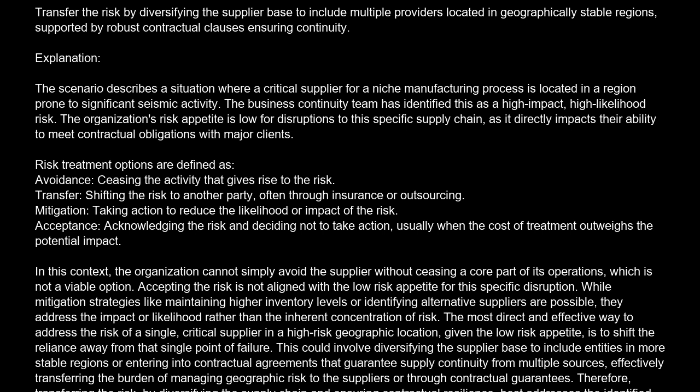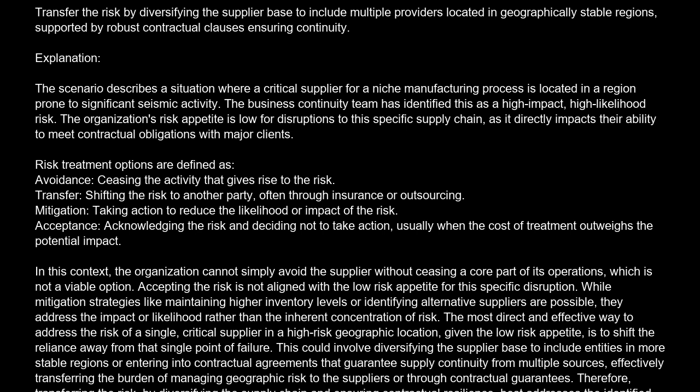The organization's risk appetite is low for disruptions to this specific supply chain, as it directly impacts their ability to meet contractual obligations with major clients. Risk treatment options are defined as avoidance, ceasing the activity that gives rise to the risk; transfer, shifting the risk to another party, often through insurance or outsourcing; mitigation, taking action to reduce the likelihood or impact of the risk; acceptance, acknowledging the risk and deciding not to take action, usually when the cost of treatment outweighs the potential impact.